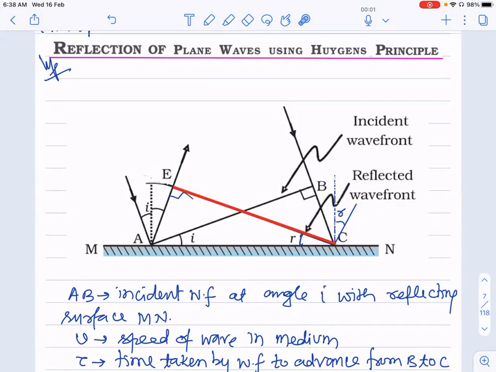ठीक है. And because whatever the time it takes from B to C, same time में it will cover the same distance this side, because on both sides the same medium is there, so the time taken यहाँ से यहाँ तक जितने टाइम उतने टाइम में ये यहाँ पहुंच जाएगा.